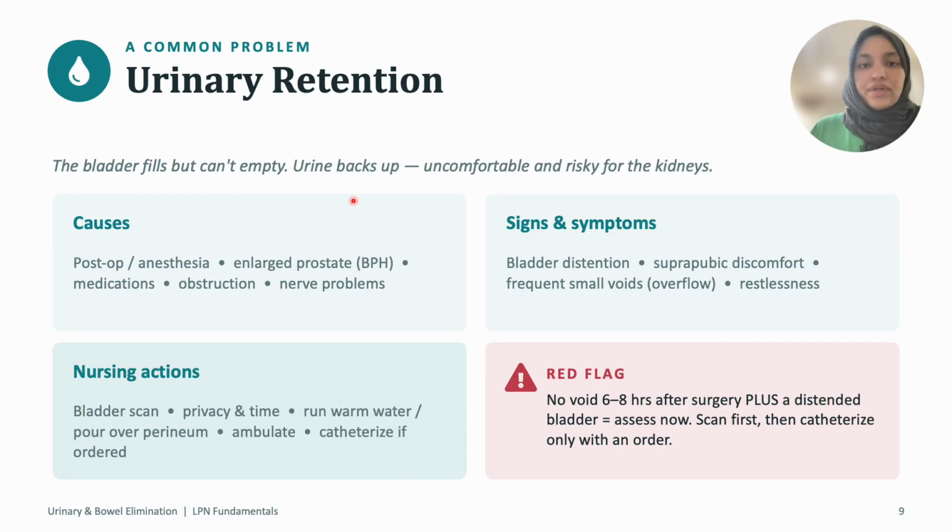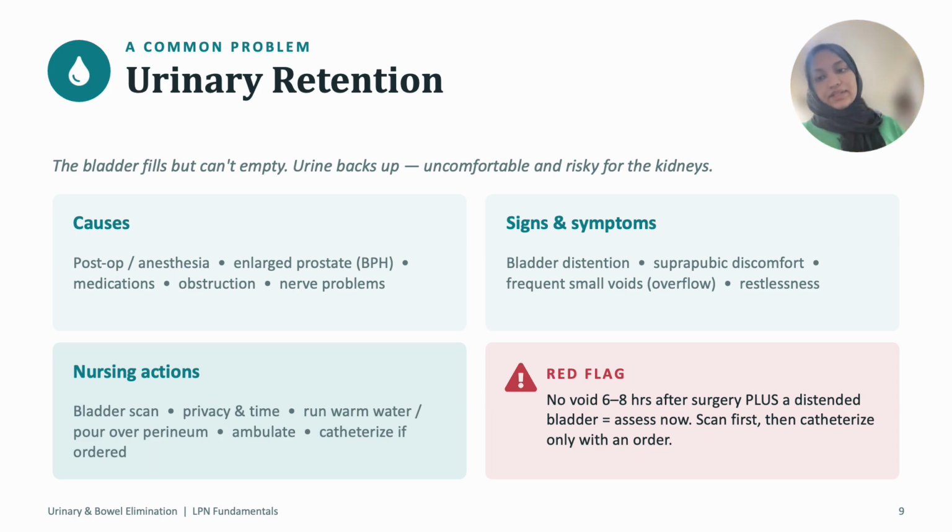All right, so urinary retention. So the bladder fills, but it won't empty, right? Some of the common causes, like I mentioned in the previous slide, are after surgery and anesthesia, with an enlarged prostate, or with certain medications. So you'll see a distended bladder, suprapubic discomfort, and sometimes frequent little dribbles, and that's called overflow.